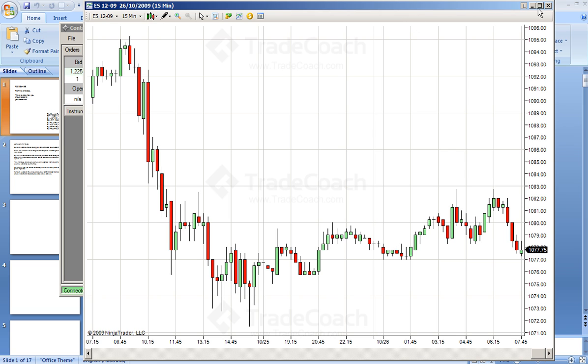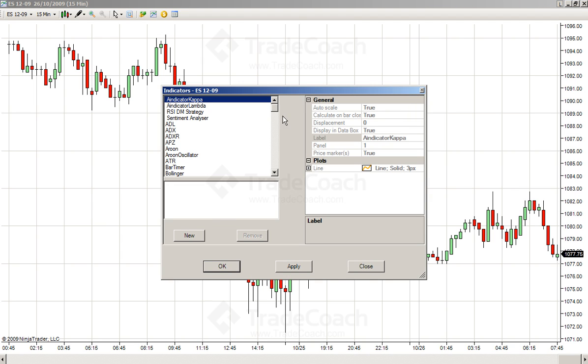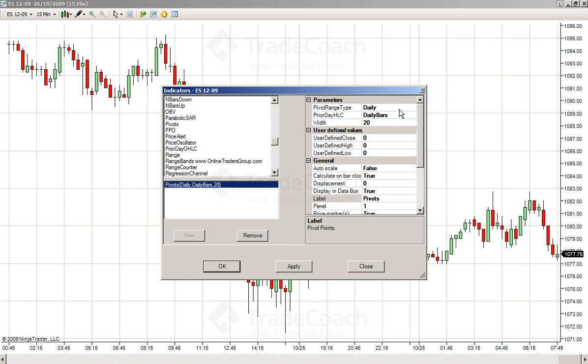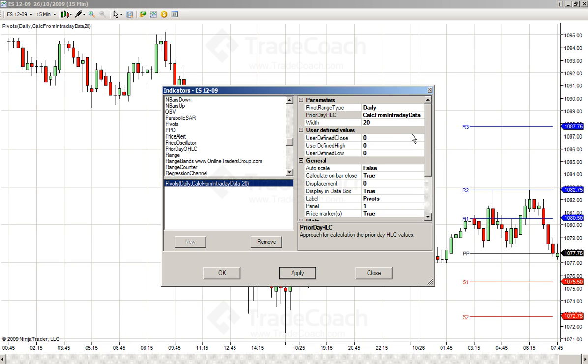Okay, so we've loaded up our chart here. Now I want you to load up your indicators next. So I want you to click on pivots and click on new. Now a key detail that you could miss, and is very important, is you need to say that where it's getting its previous high-low close information from is from intraday data. And then you click apply.